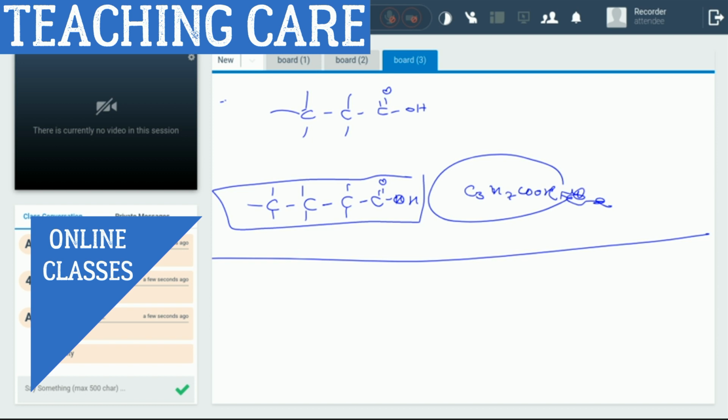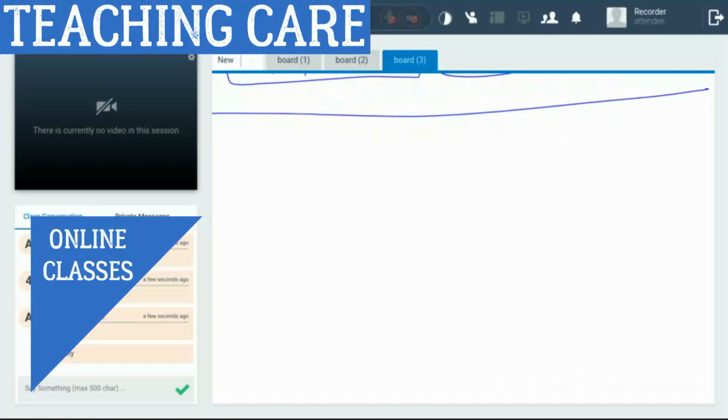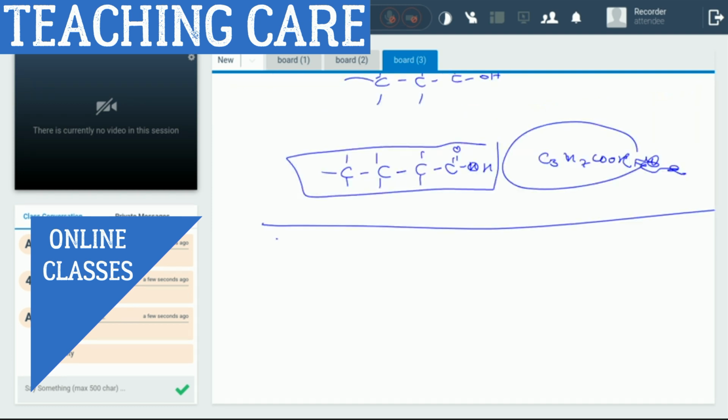Now I want to tell you, whatever we have discussed is about the chain, the open chain structures, carbon chain structures. Now we have a closed ring structure, and I'm talking about the aromatic compounds. Aromatic compound means sweet smelling compound. They have a good smell. These are circular ring structures. So the most important structure is benzene.